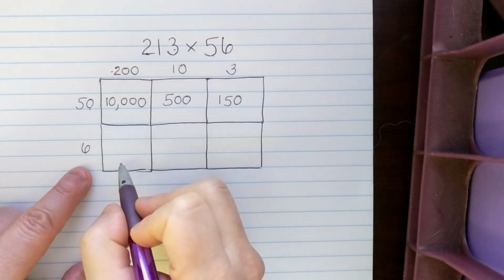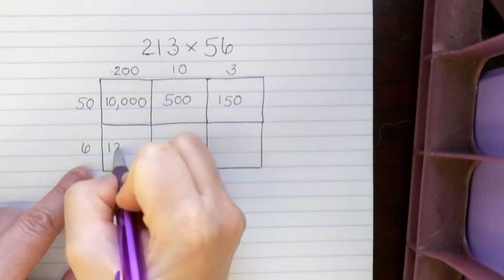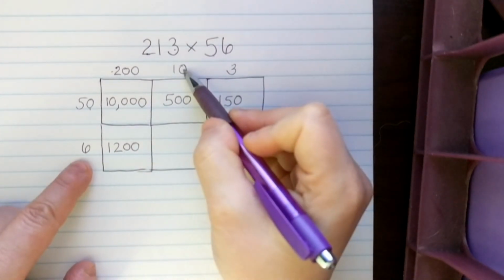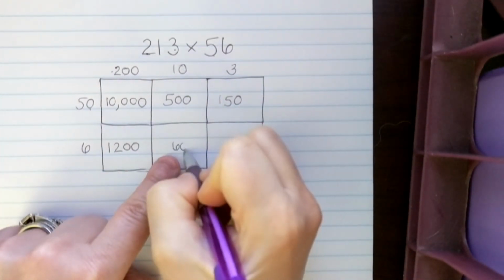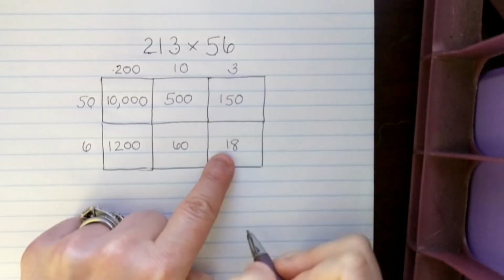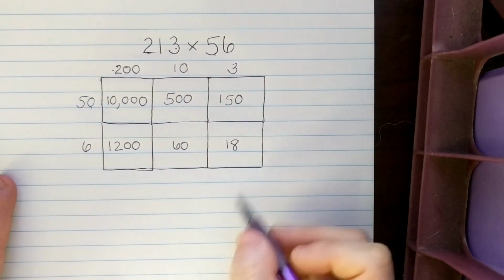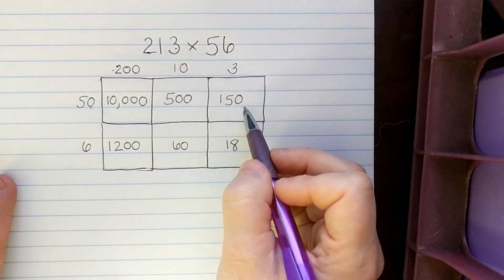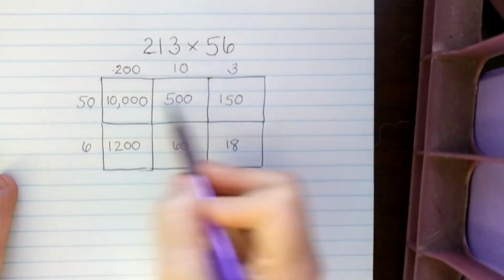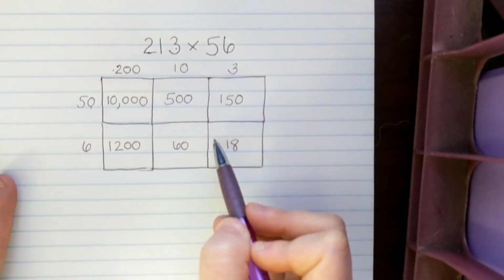Then I'm going to move to my bottom row. I'm going to do 200 times 6. I know 6 times 2 is 12, and then I add those 2 zeros in. Here I'm going to be doing 10 times 6 for 60, and then 6 times 3 for 18. You can do those boxes in any order that you would like. You can also set up your area model so that it's 3 down and 2 across. It doesn't matter. A lot of the times we just like to go across the way with the number with the most digits across the top.